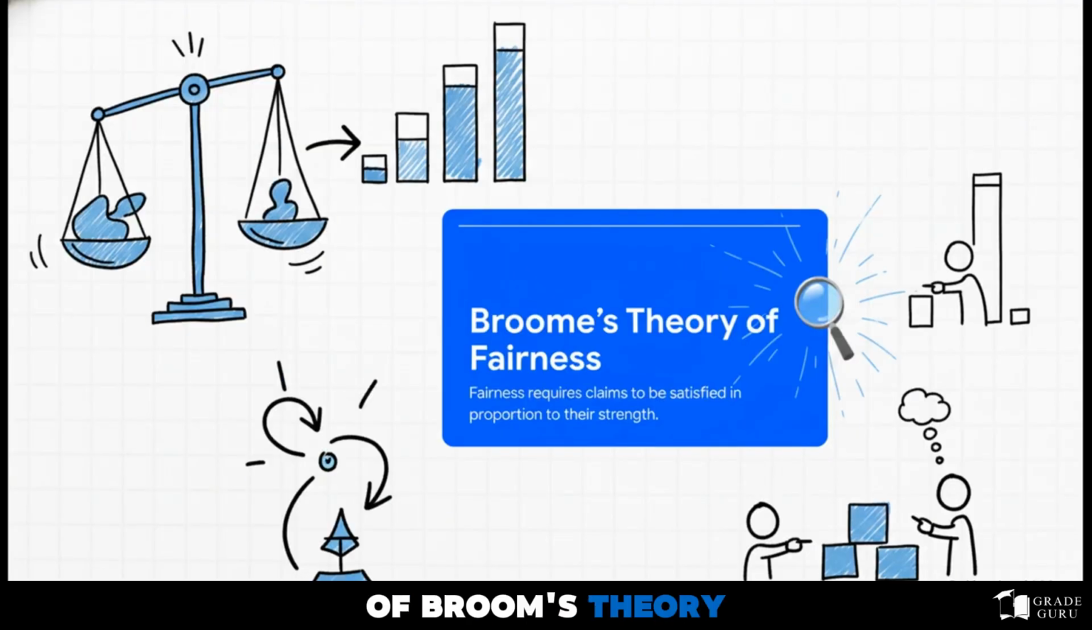So, the heart of Broome's theory is this one key idea: proportionality. He argues that fairness is all about satisfying people's claims in proportion to how strong those claims are. And a claim is really just something a person is owed.